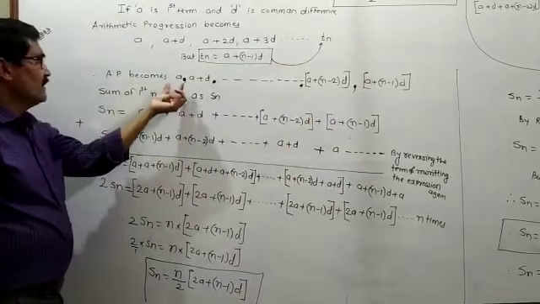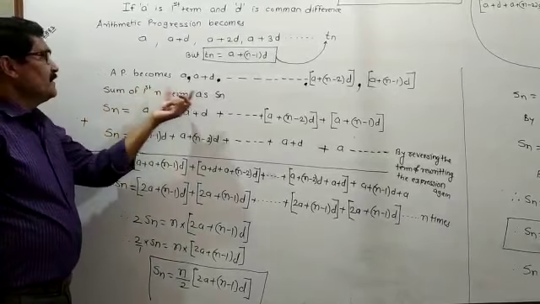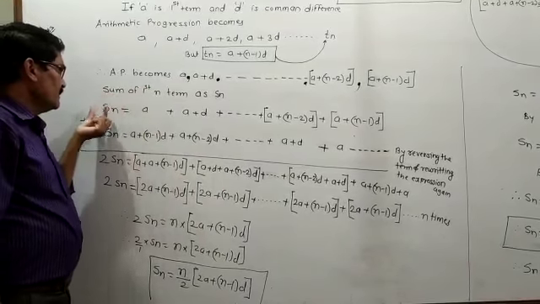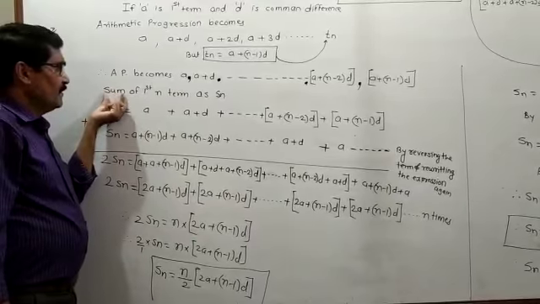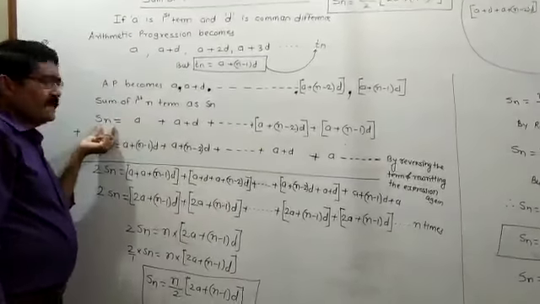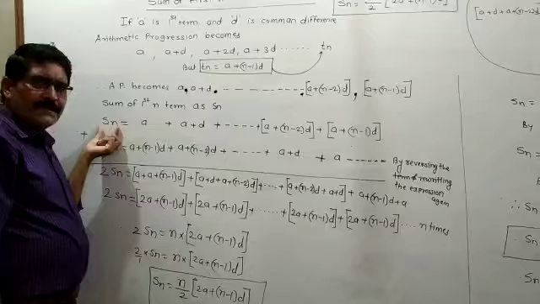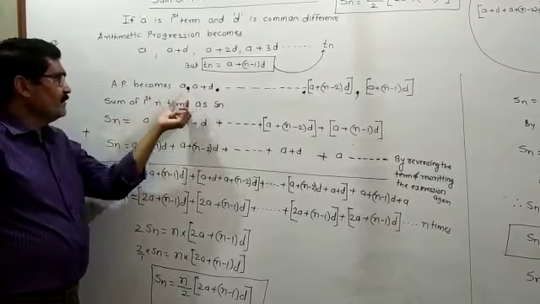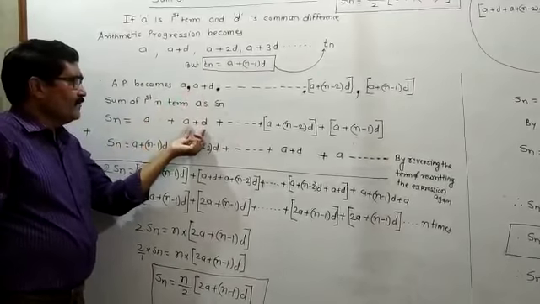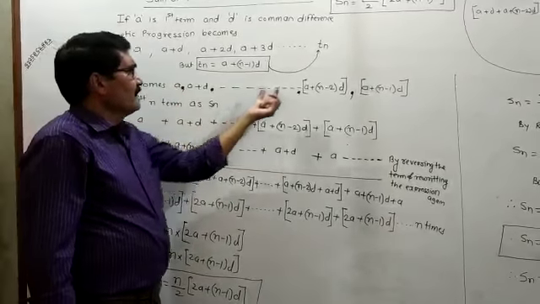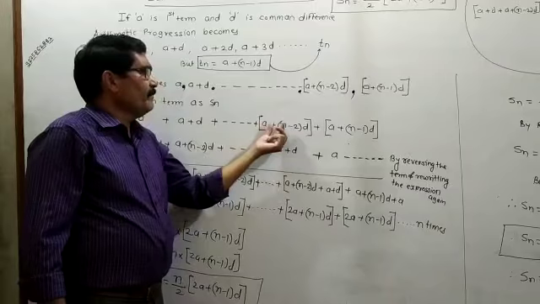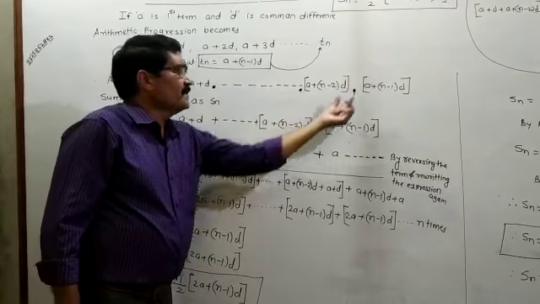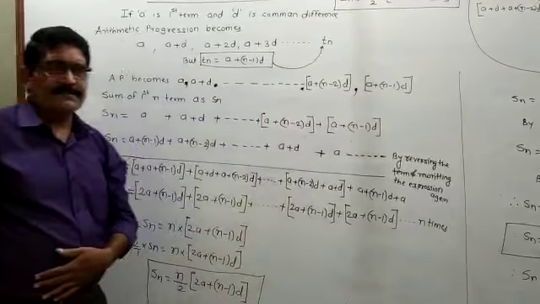So I will do the addition. Sn is the sum of the first n terms. S stands for sum, and n means n terms. So the sum of n terms is equal to a as it is, plus a plus d, plus dots, plus the second last term, plus the last term, as it is.